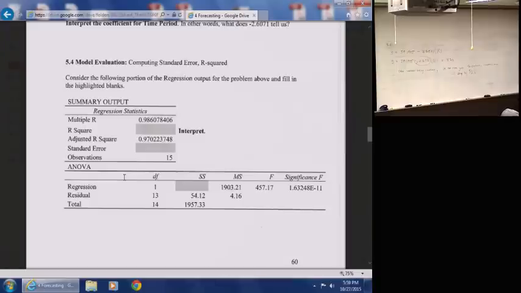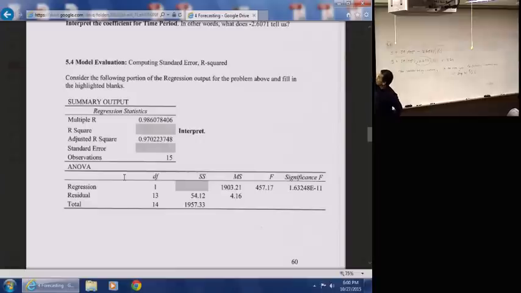To compute the R square, if you remember in Excel, you will be given 3 tables. This is the first table, this is the second table, and there's a third table where you look at the coefficients and stuff. The first 2 tables will tell you what the R square is and how to get the R square information. If you look at page 60, summary output and an ANOVA table. I'm not going to tell you what it means, but basically these 2 tables are going to give you information about the R square.